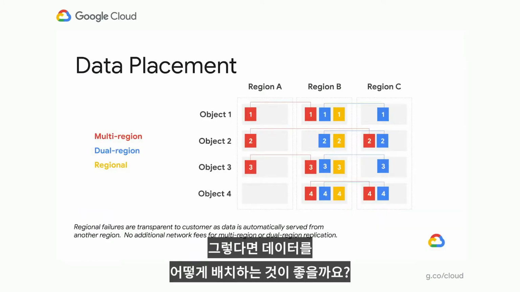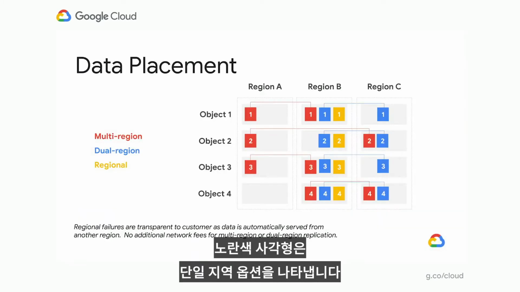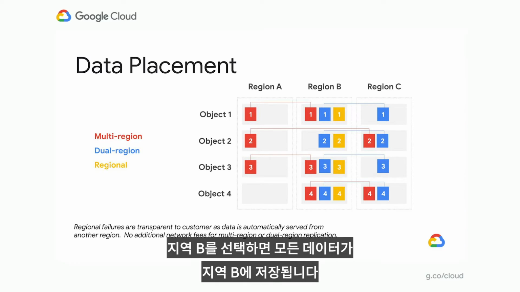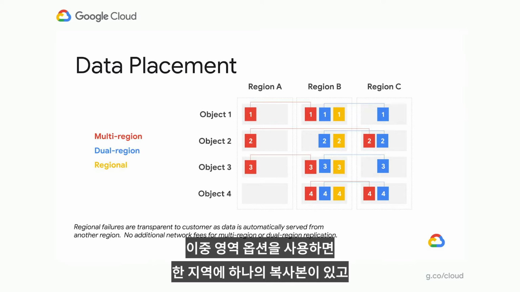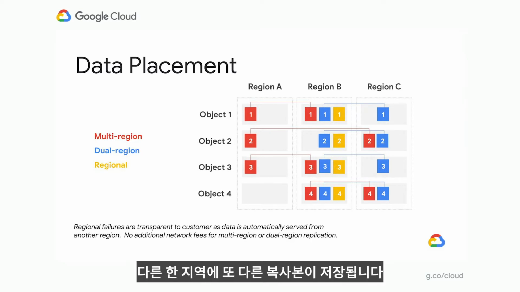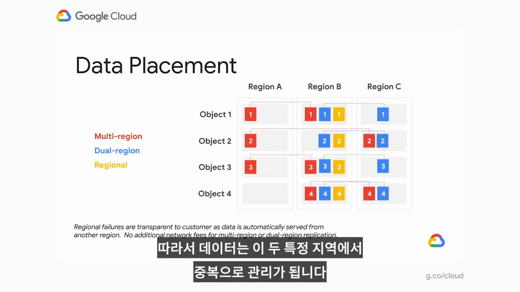So how do we place the data? In a region, which is the yellow squares, if you chose region B as your region, all of your data will be placed in region B. So that's the most straightforward example. In blue is the dual region. With the dual region, it's one copy in one region, one copy in the other. So your data is redundant across those two specific regions.